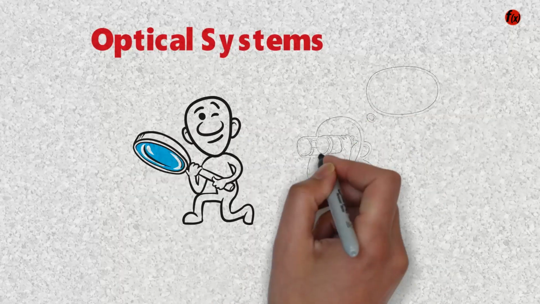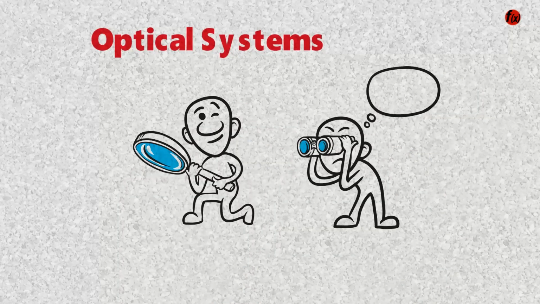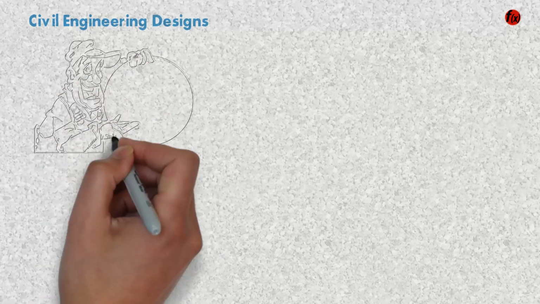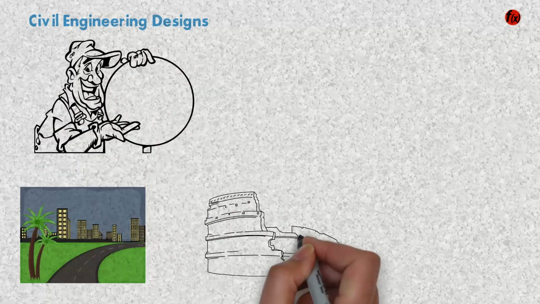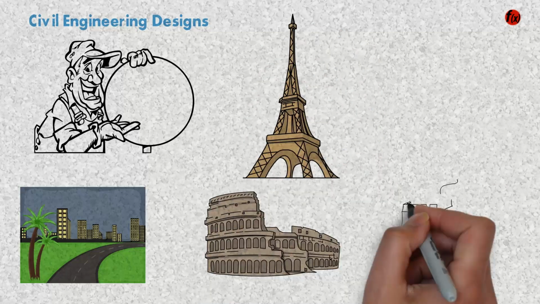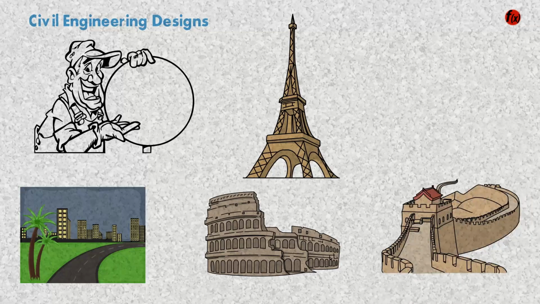In the design of lenses and mirrors, understanding the circular sections is crucial. For instance, calculating how a light ray interacts with a lens may involve understanding chords and arcs, which can help in reducing distortions like spherical aberration. Civil engineering designs. When designing roundabouts, curved roads, or even large circular plazas, the geometric relationships help determine the correct dimensions and ensure smooth traffic flow or aesthetic appeal.